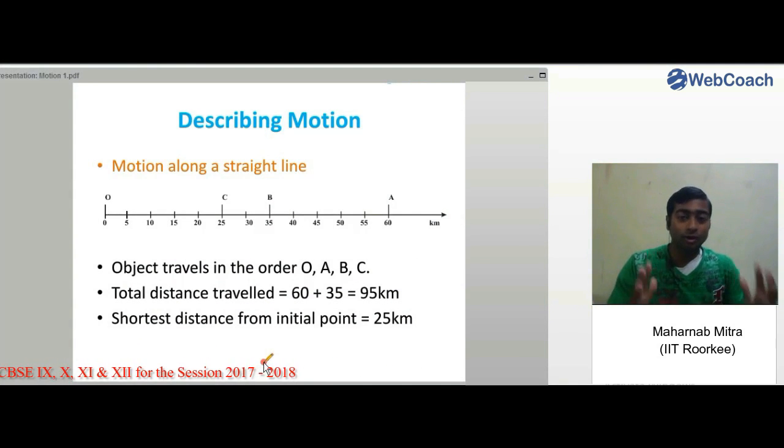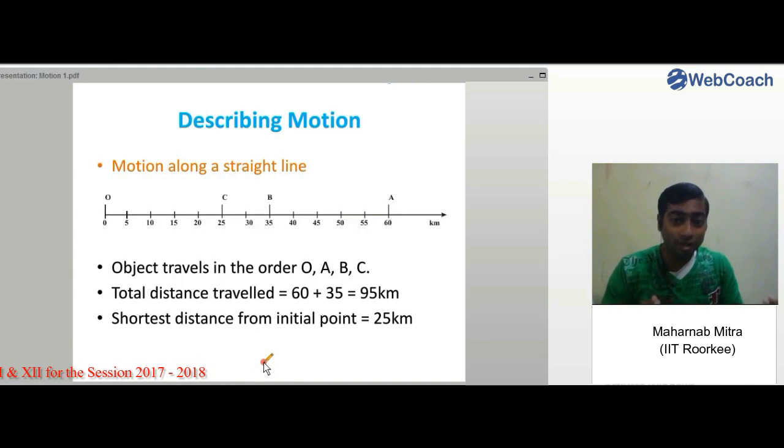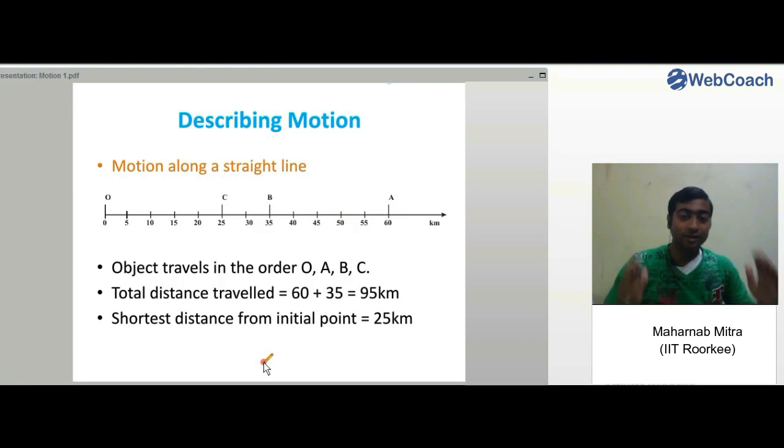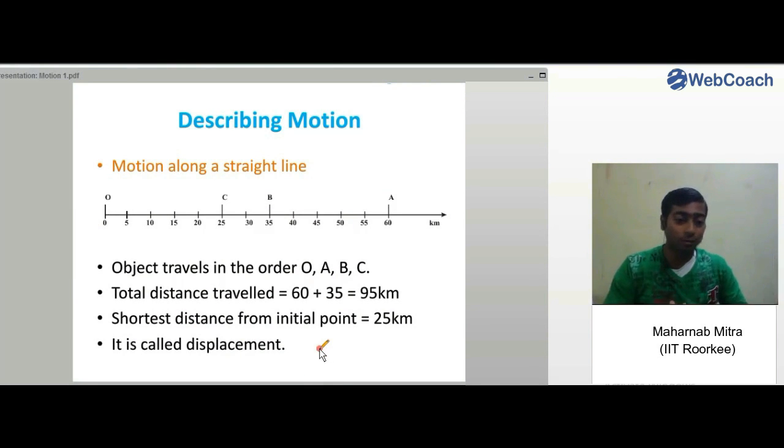But if you talk about the shortest distance from its initial point to its final point, right? The initial point was O and the final point was C. So if you measure the shortest distance between the initial point and the final point, it will be only 25 kilometers, right? After the complete motion, you will see that the object is only 25 kilometers far off from you, right? And this measurement, taking the shortest distance from the initial point to the final point, is called displacement.